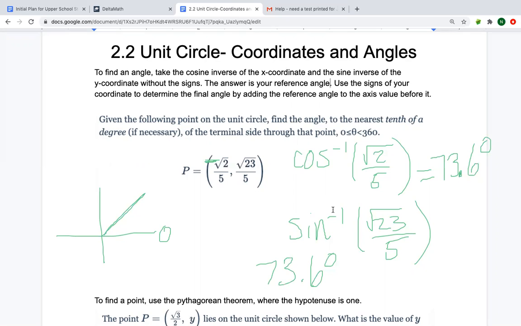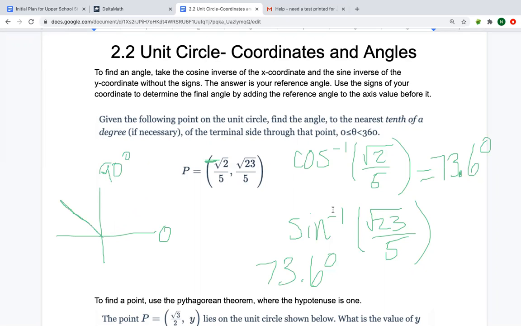But let's say hypothetically that the first value was negative instead. Then we would know that our angle would be in the second quadrant. And if it's in the second quadrant, then the value before it is 90 degrees. And so I would do 90 plus 73.6.